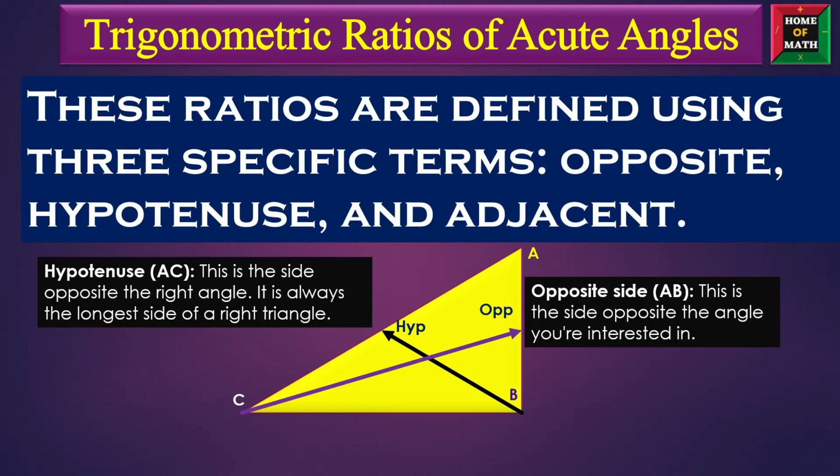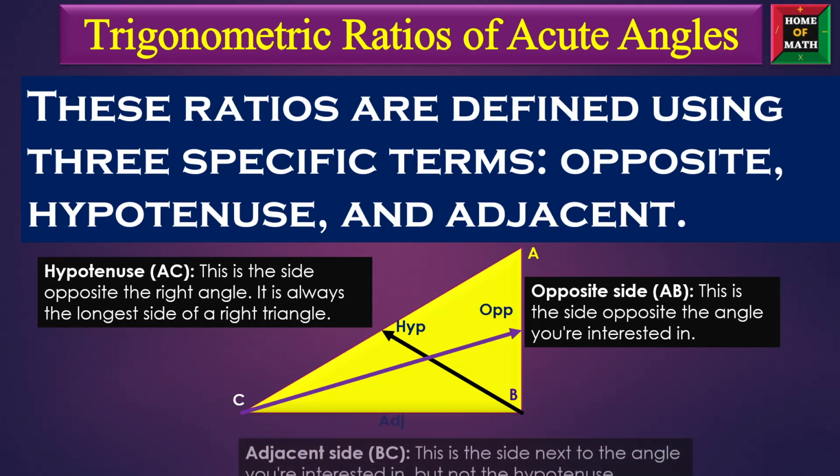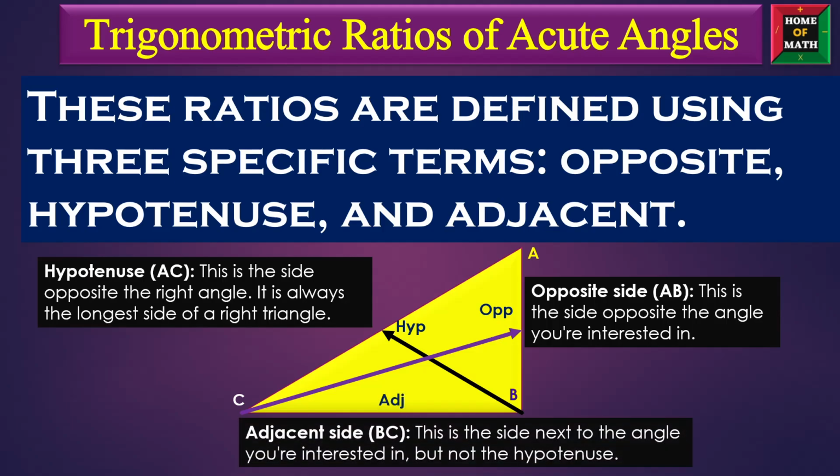AB is the opposite side, which we choose for the angle. This is the side opposite the angle you are interested in. BC is the adjacent side. This is the side next to the angle you are interested in, but not the hypotenuse.